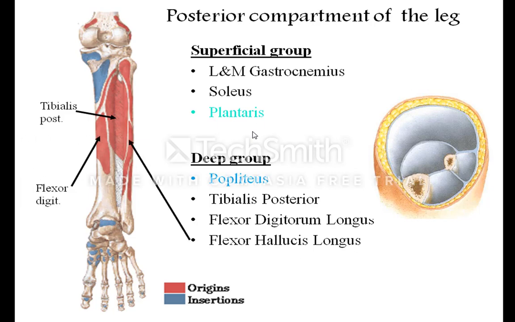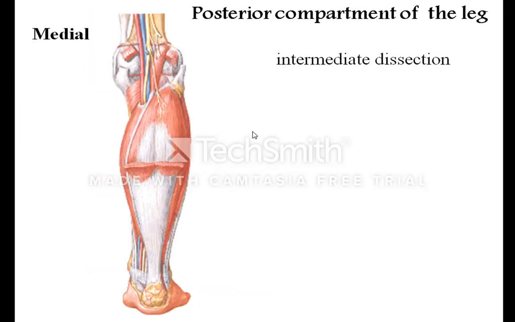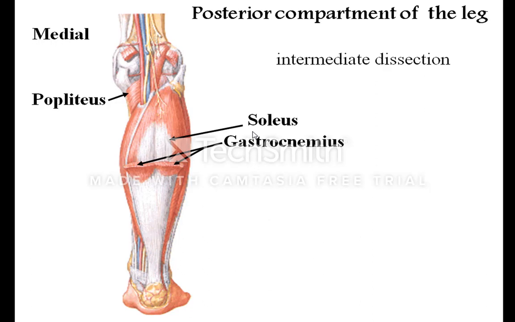So this is the origin of the tibialis posterior, flexor digitorum longus, and flexor hallucis longus, and this is the origin and insertion of the popliteus. Here this is the popliteus muscle, as you can see, running in the posterior aspect of the knee joint, and this is the soleus muscle just beneath the gastrocnemius muscle. To see it, we should remove the gastrocnemius muscle. As I mentioned when we talked about the tibia, there is a soleal line which provides attachment for the soleus muscle.